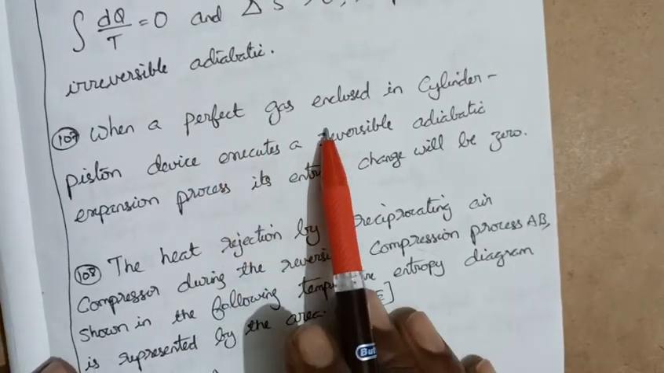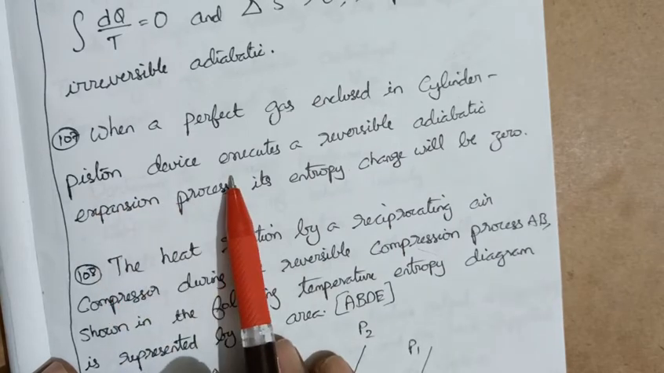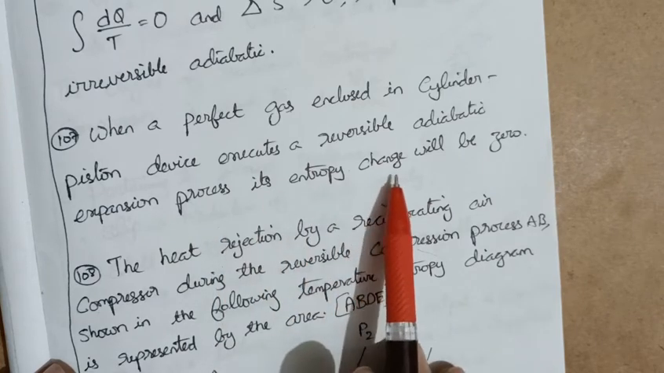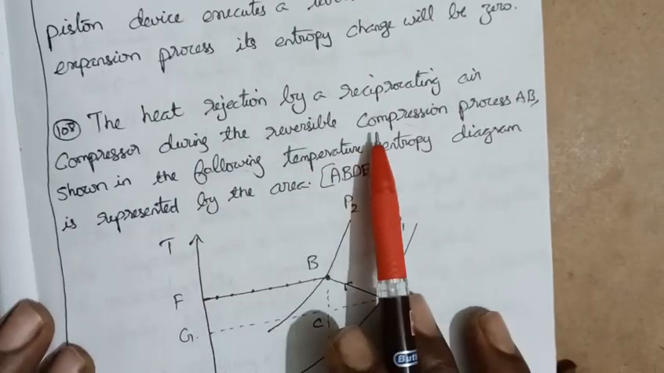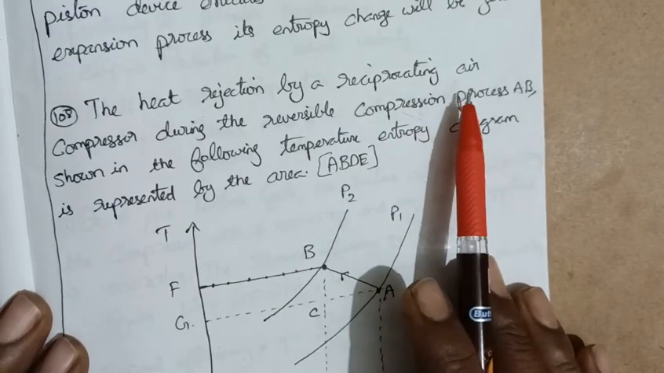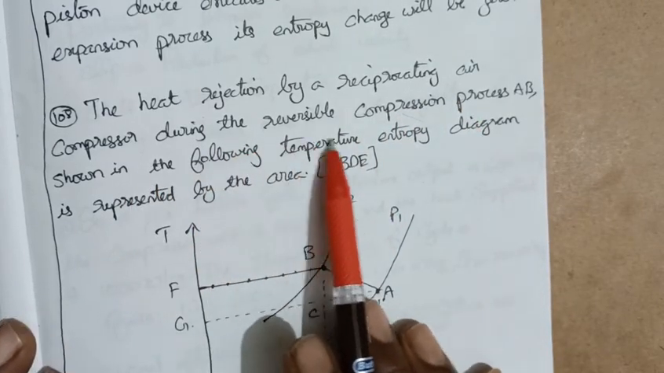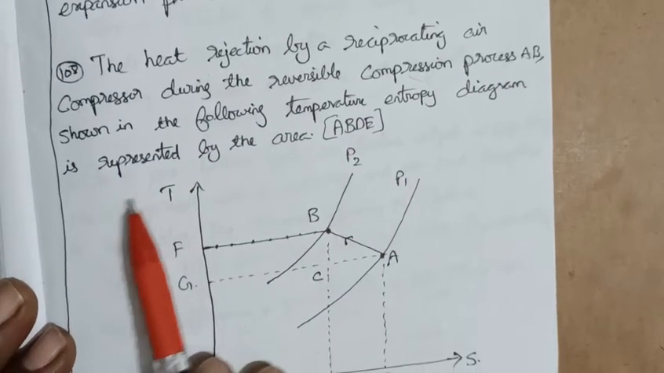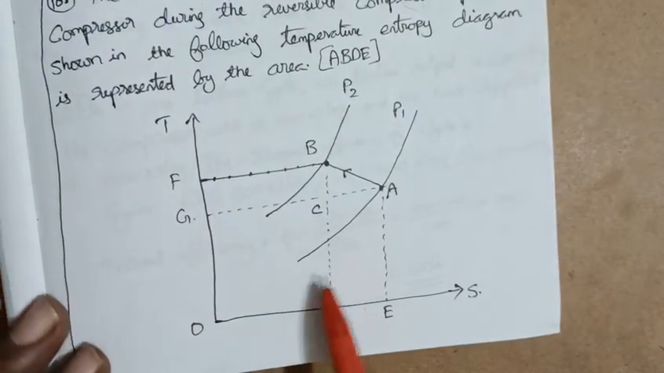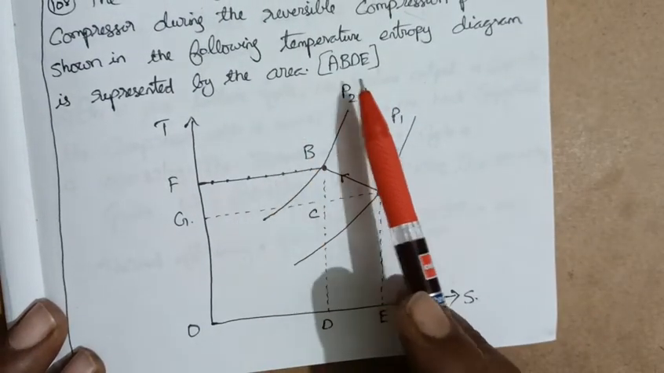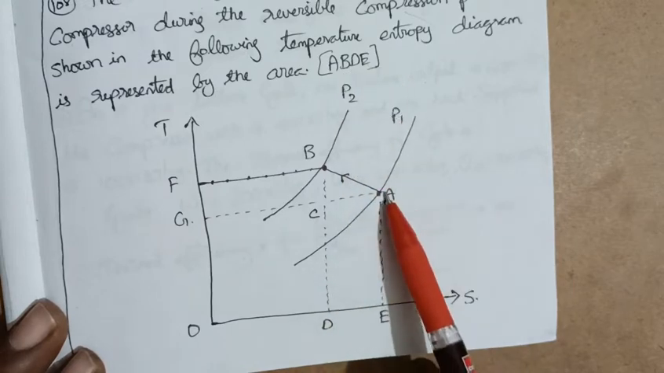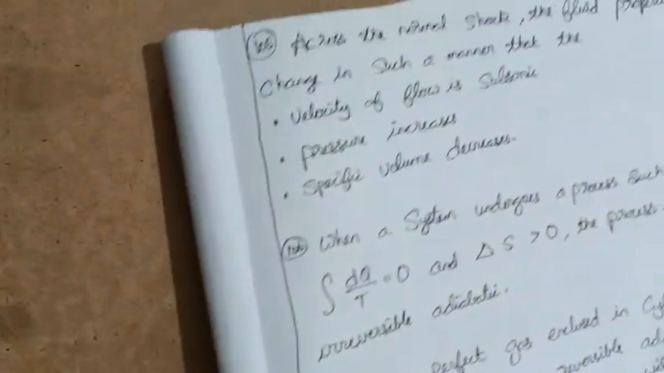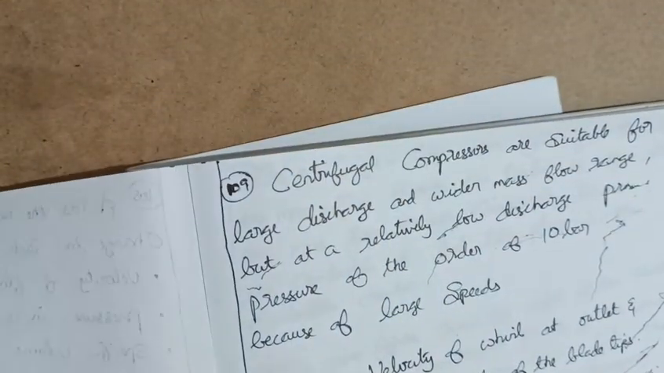When a perfect gas enclosed in a cylinder piston device executes a reversible adiabatic expansion process, its entropy change will be 0. The heat rejection by a reciprocating air compressor during the reversible compression process AB, shown in the following temperature entropy diagram, is represented by the area. So this is the entropy diagram. It is represented by the area ABDE. Definitely diagrams you will get in your exam. You have to be familiar with all these diagrams.